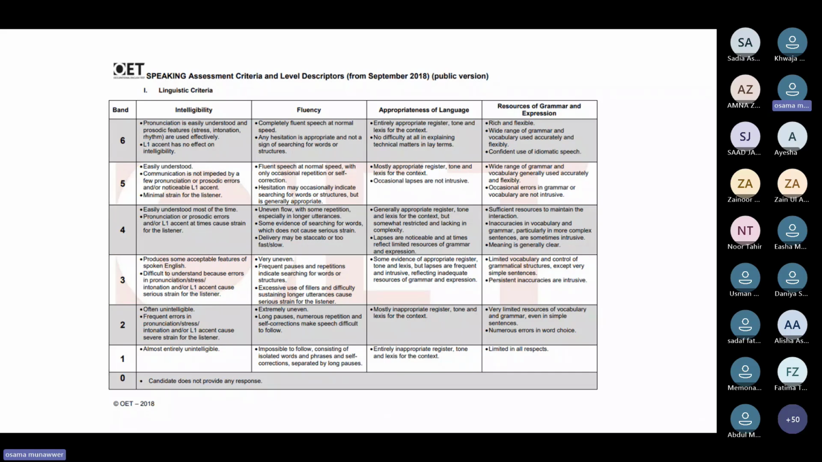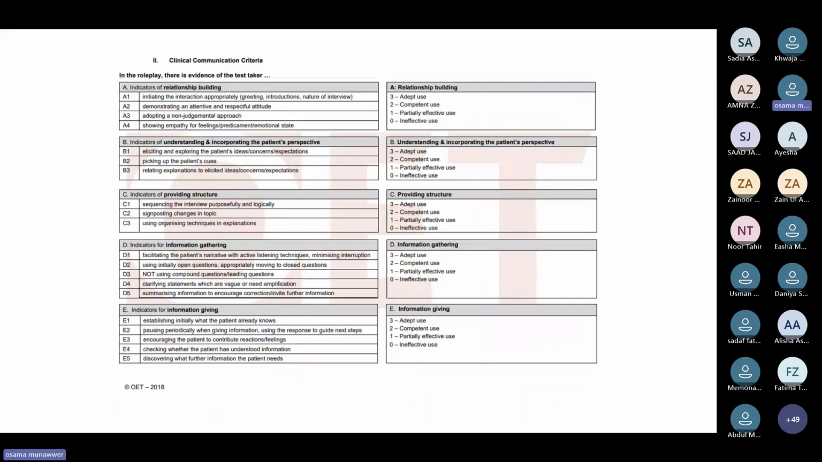Basically, the one good resource for this was E2 again. E2 के काफी सारे sample role plays they have uploaded. Actually, OET का अपना official एक page भी है, उस पर भी they have samples. So go through some samples and then you have a better idea about how to go through it. Coming to the second, second clinical communication criteria.